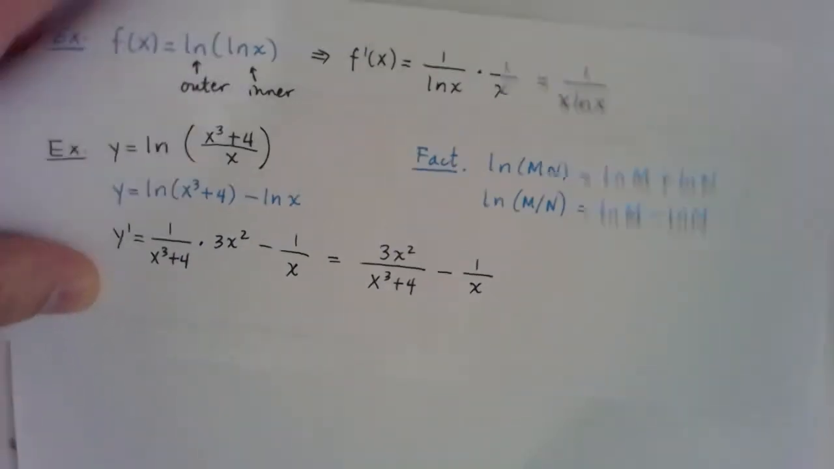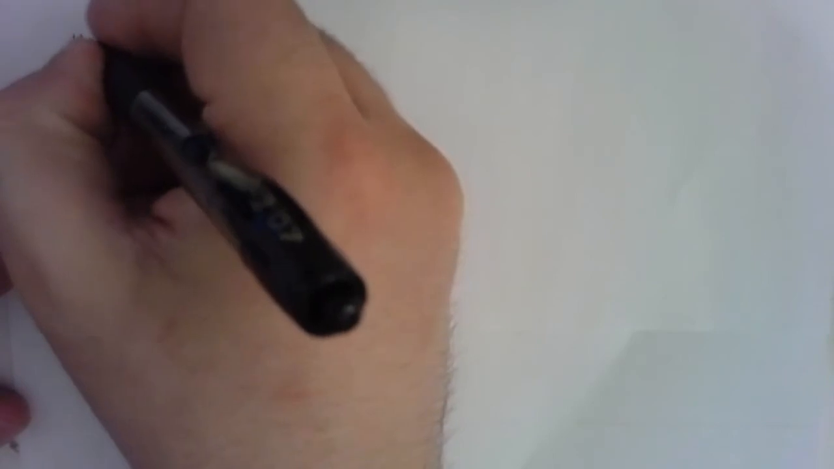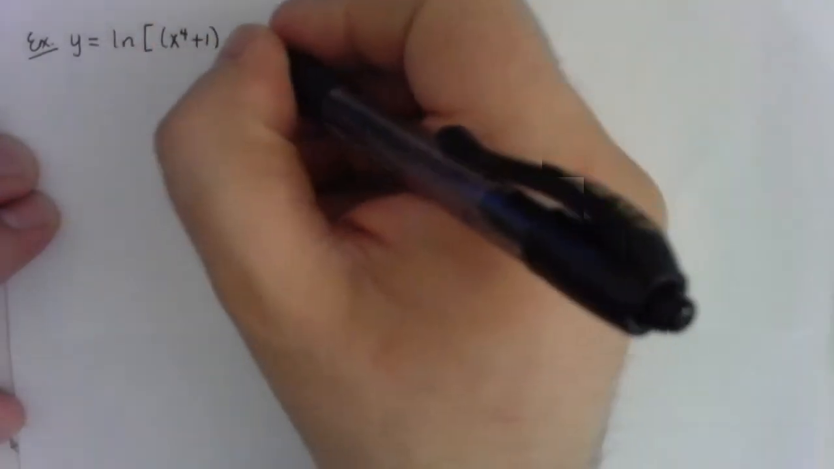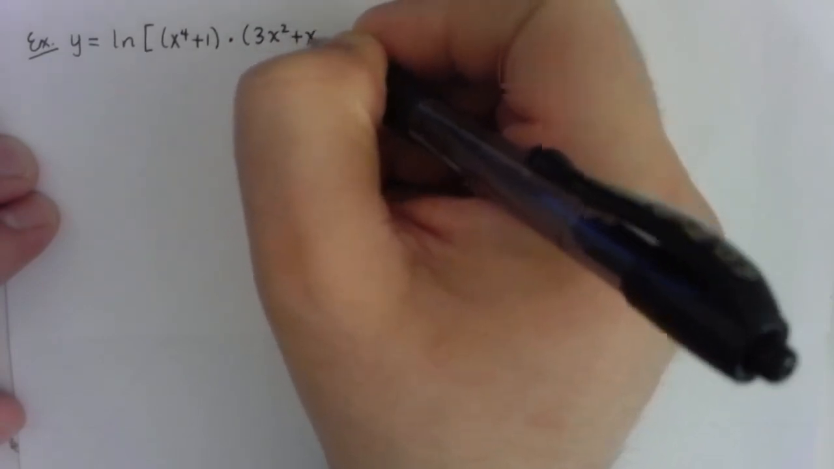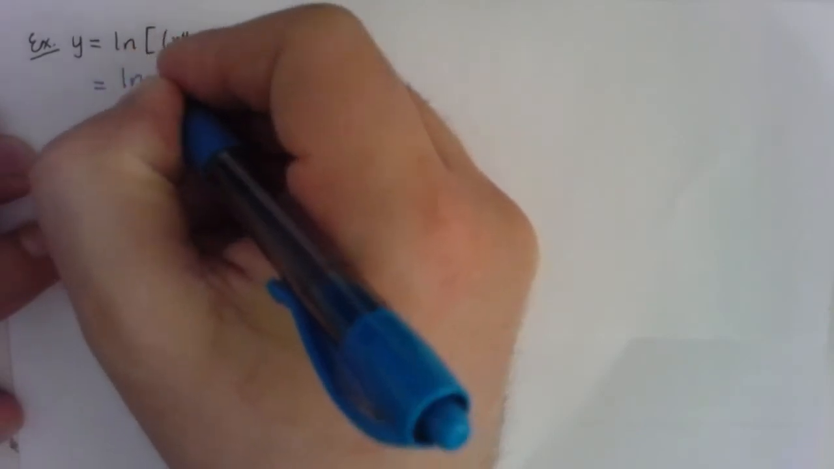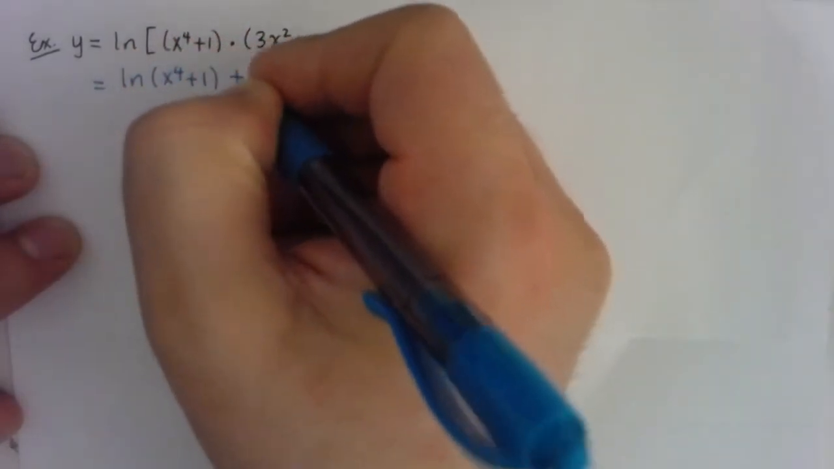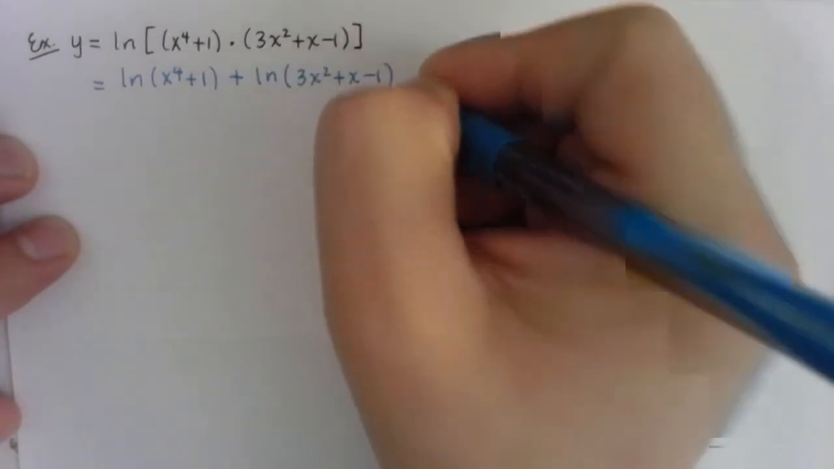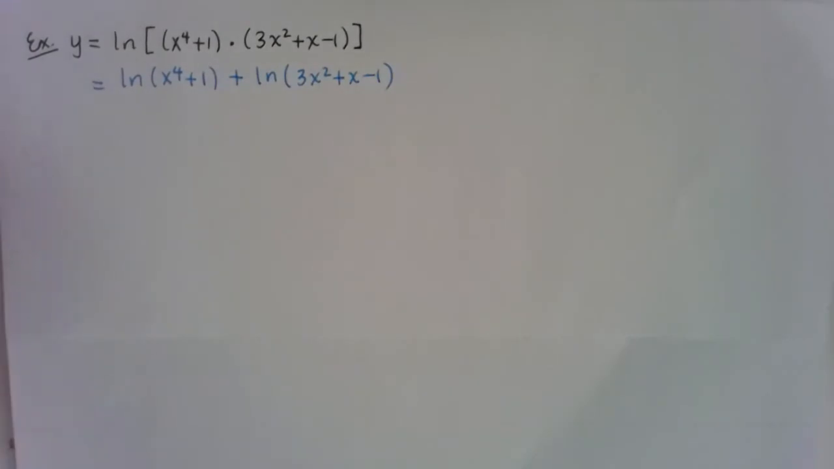Or, for example, just write down a shorter example. So if you for example take y equals ln, this is another example. y equals ln of x to the 4 plus 1 multiplied by 3x squared plus x minus 1. See, this is now a product inside ln. So you can definitely write this as ln x to the 4 plus 1 plus ln 3x squared plus x minus 1. So I'm using that fact, the product rule for the logs.